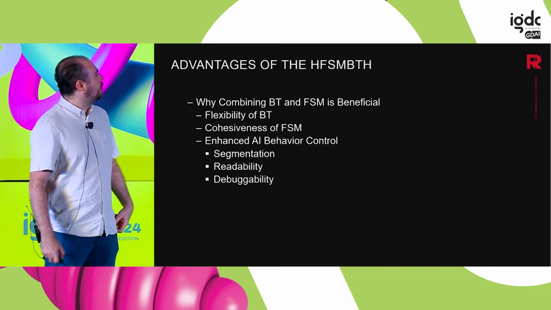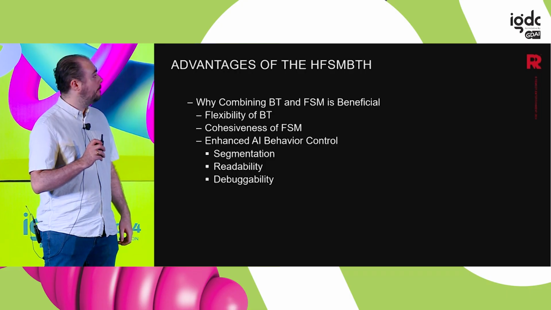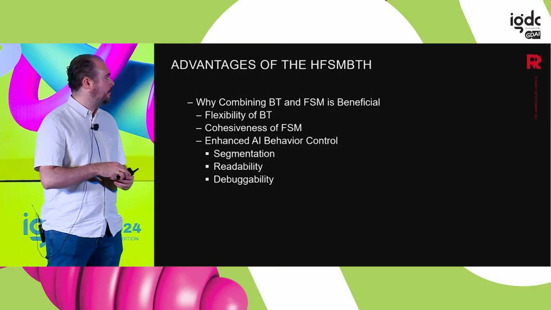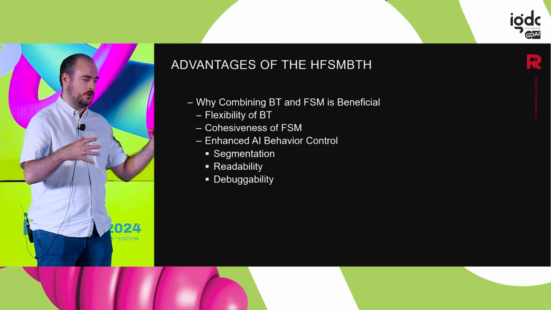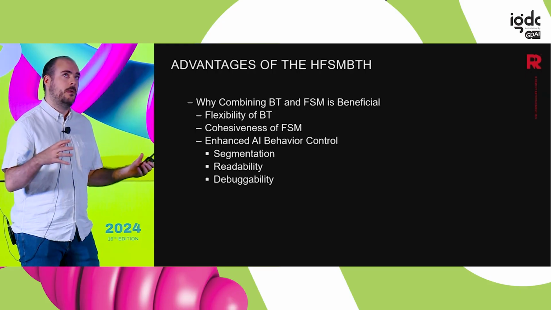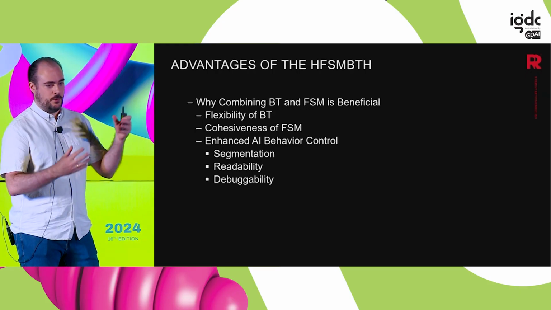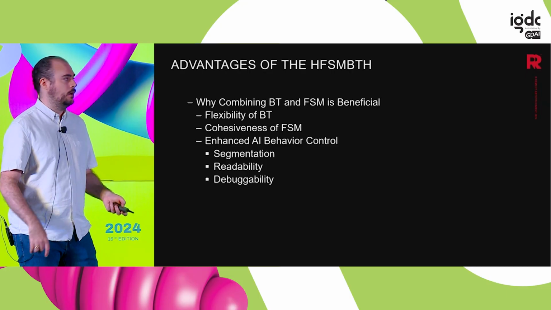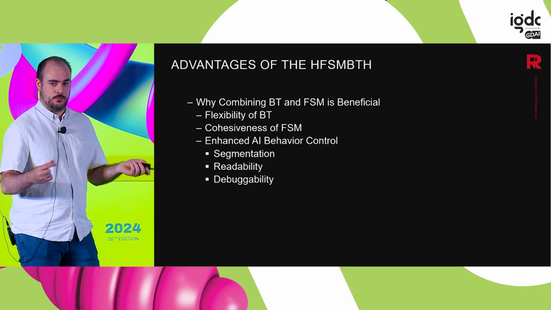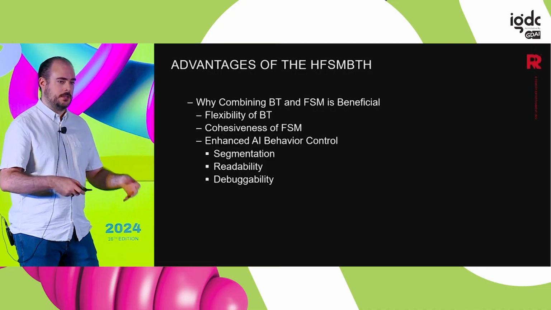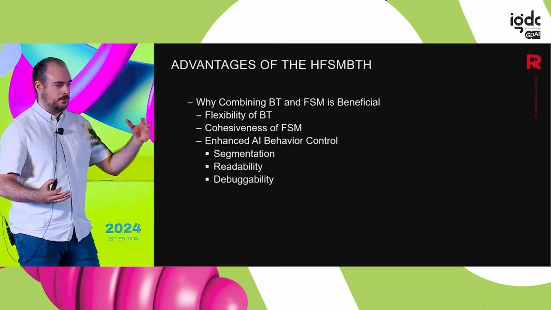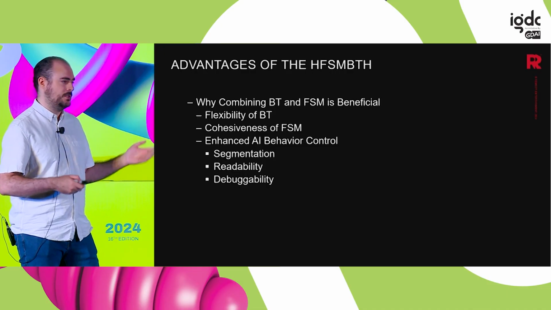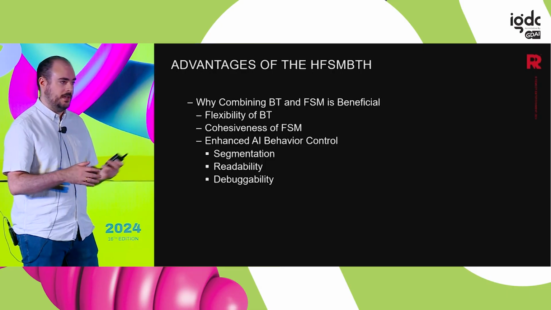Creating those together creates enhanced AI behavior control. Because of the FSMs and behavior trees combining together, you can segment them more. You can take that control flow and that behavioral flow and segment it better. Because they're segmented better, it becomes more readable. And because it's more readable, it's more debuggable. Someone can come in and realize, oh, this is how it's supposed to flow, because you have separated these pieces of logic from each other, and so it's easier to reason how it should flow and why isn't it flowing like this.